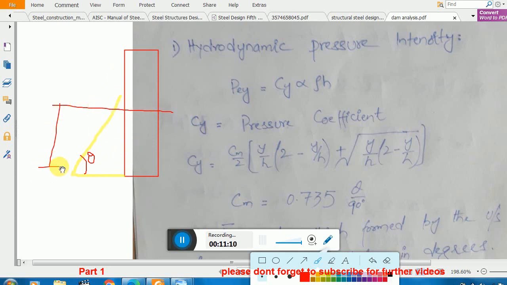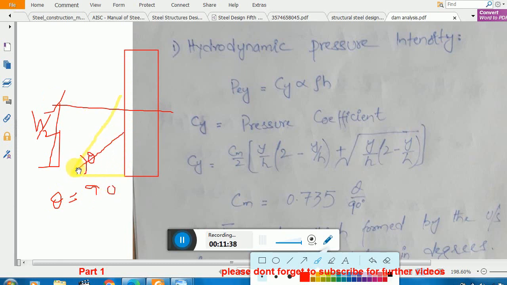Let's say this is the half height of the dam, h by 2. If this is the half height of the dam, and the slope is just below that half height, then you don't consider that theta. I mean, consider that the face of the dam is vertical, and we basically take theta equal to 90 degrees. We say that this is not inclined, this is vertical.